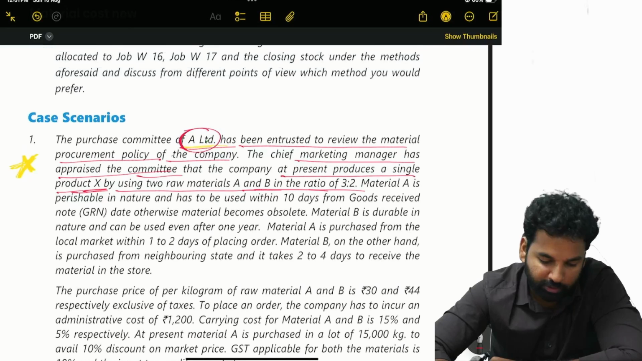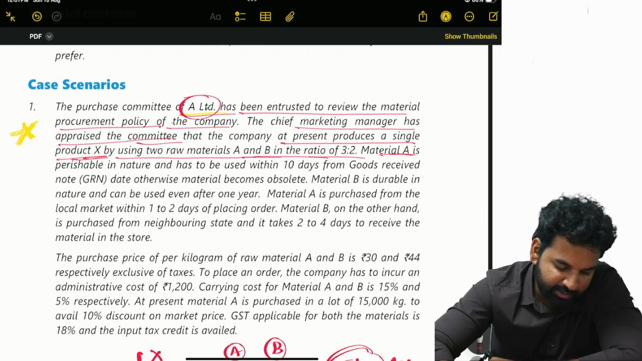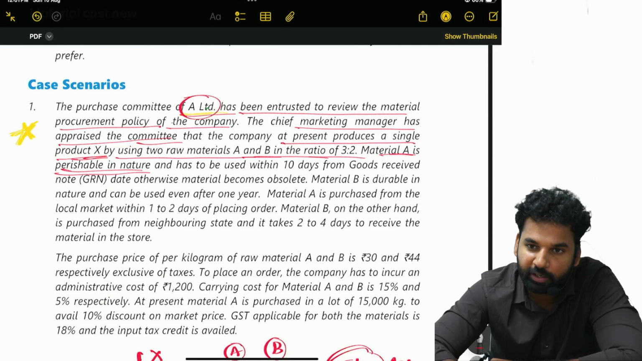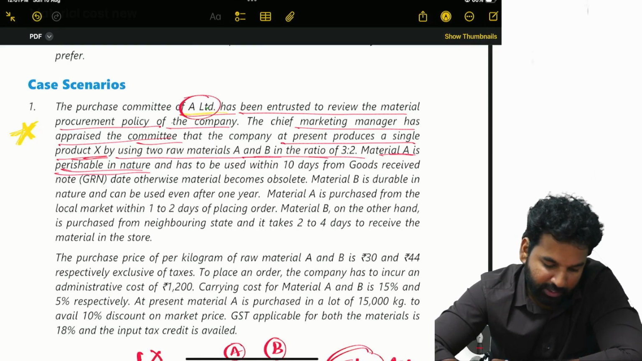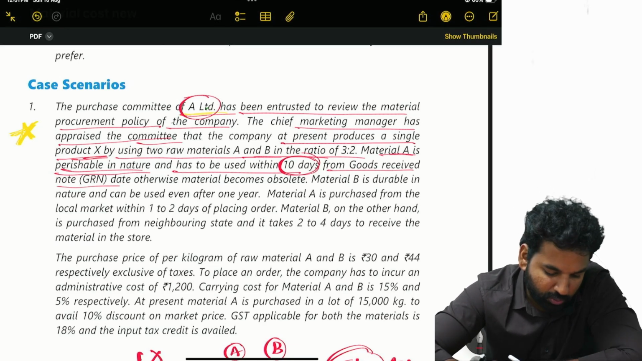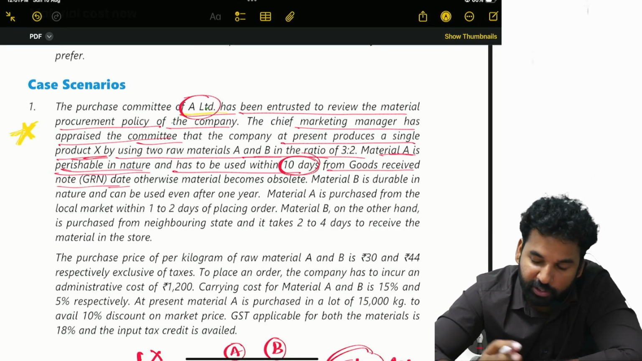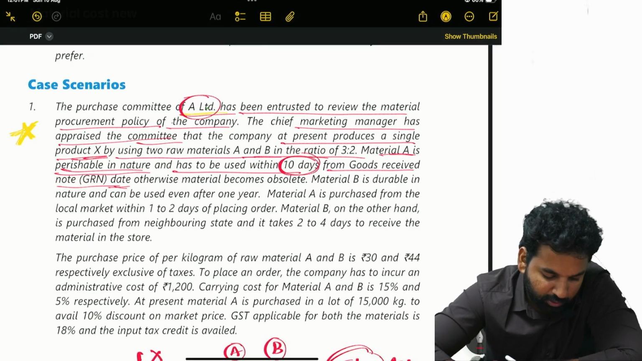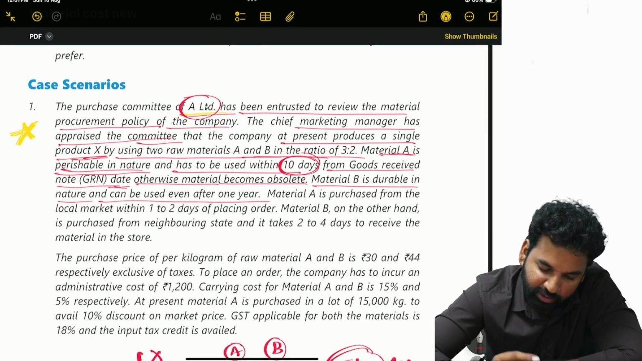Is this okay? Right. Next, material A is perishable in nature. That means it will expire and has to be used within 10 days, right from the goods received note date. Whenever we receive the goods, from that date onwards the expiry is 10 days, otherwise the material becomes obsolete. Material B is durable in nature and can be used even after 1 year.